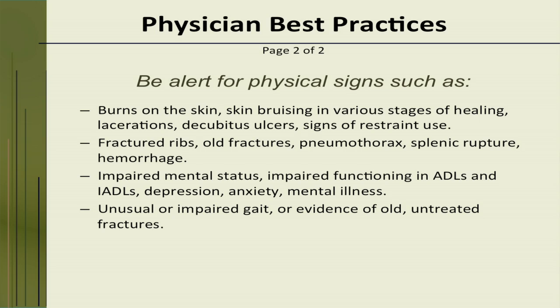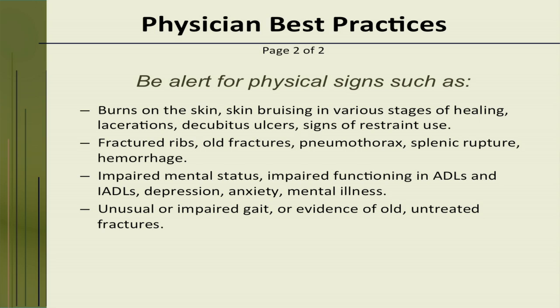Then there's burns on the skin, skin bruising in various stages of healing, lacerations, decubitus ulcers, signs of restraint use. And as I mentioned before, what we see in the literature is that older adults who come in to our emergency rooms and clinics, those that have actually been abused, often have injuries to the head, the neck, and the torso region rather than on the extremities.